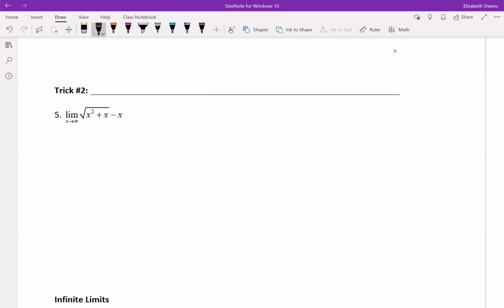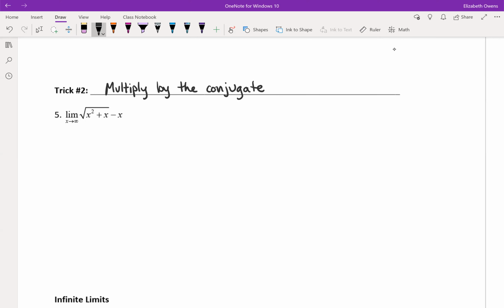All right, here in 2.6, we are on to trick number 2 for calculating limits at plus or minus infinity. And trick number 2 is going to look a bit familiar. It is to multiply by the conjugate. That was one of our standard ways to algebraically find a limit back in section 2.2, part 2.